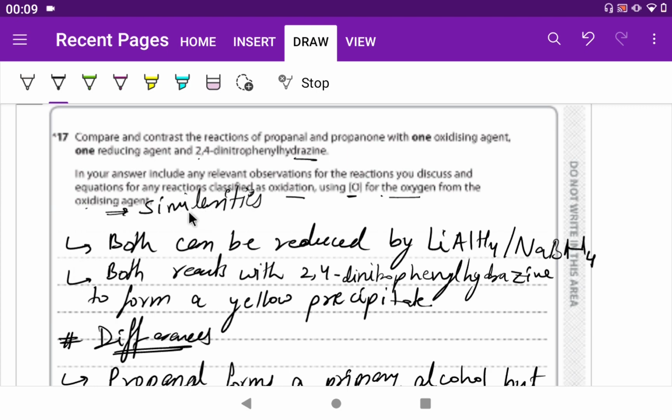So what are the similarities? Both can be reduced by LiAlH4 or NaBH4. Both react with 2,4-dinitrophenylhydrazine to form a yellow precipitate.